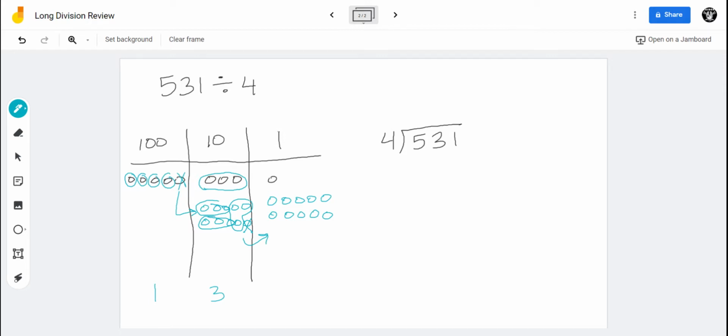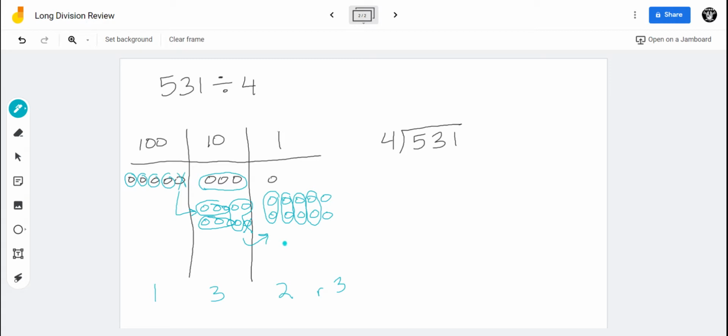Okay, so I end up with 11 ones, and now I know that 4 times 3 is 12. That's too big, so I need 4 groups of 2, right? I need 4 groups of 2. So here's one group of 2, here's 2 groups of 2, here's 3 groups of 2, here's 4 groups of 2, and I will have a remainder of 3. So I have 3 ones that were not accounted for.